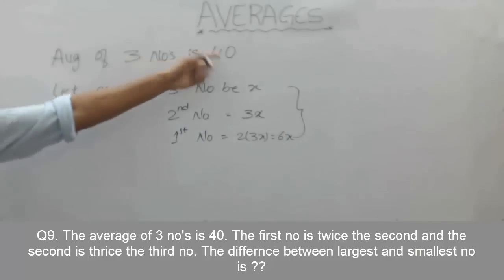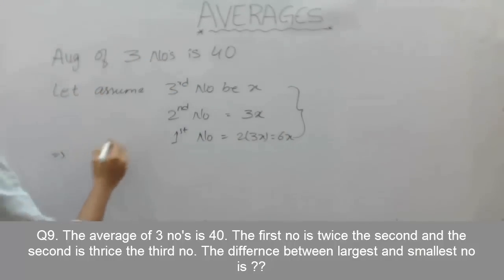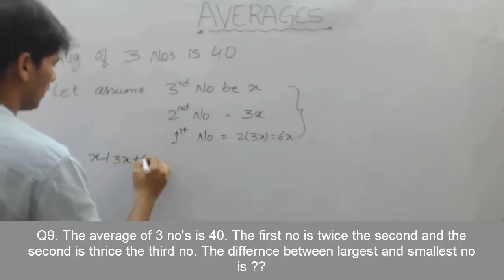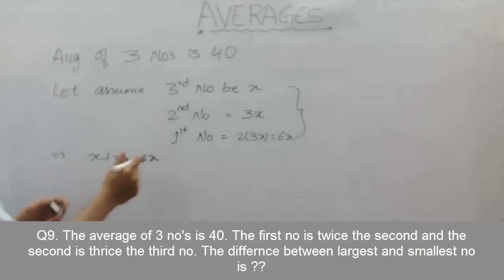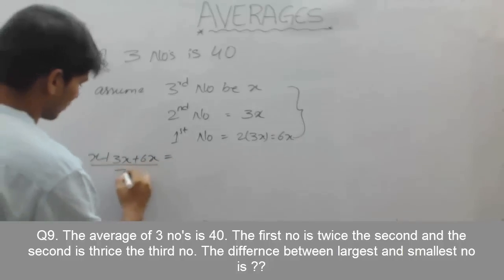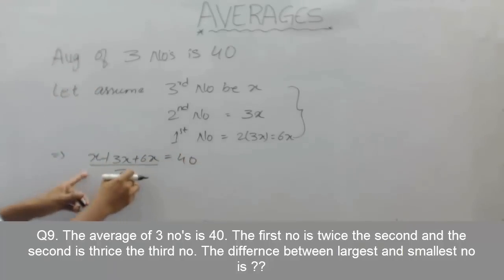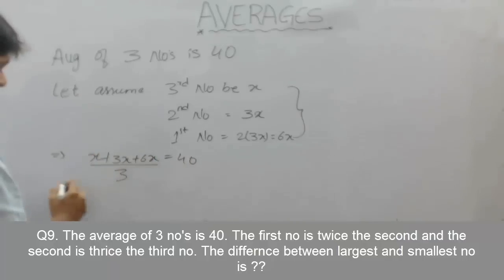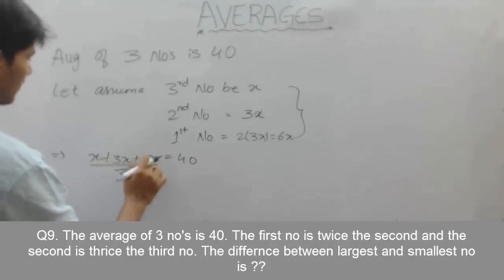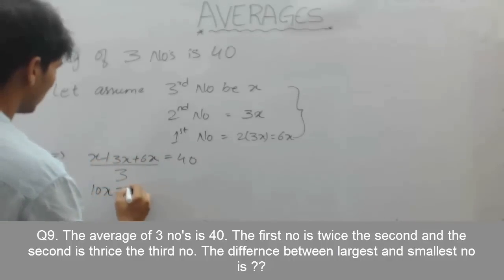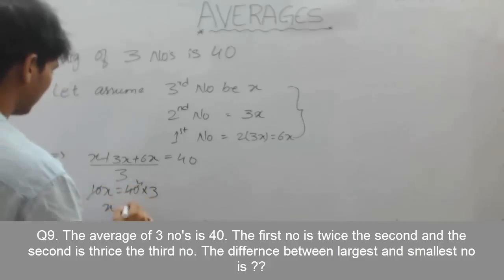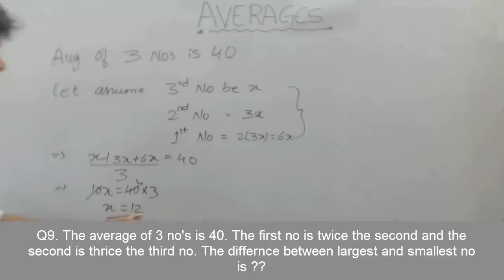Now the average of three numbers is 40. How are you going to find this? x plus 3x plus 6x, this sum divided by 3 is equal to the average, that is 40. So what are you going to get? x plus 3x plus 6x, so 10x is equal to 40 into 3. So x is equal to 12, that is your answer.